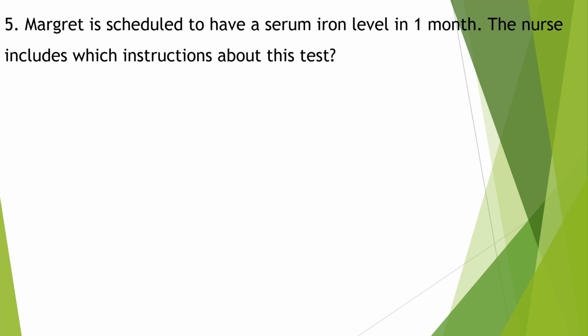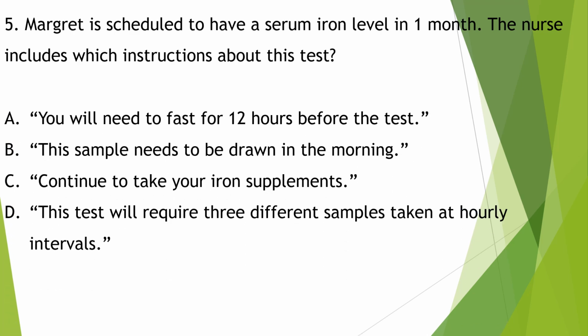After the patient is scheduled to have a serum iron level in 1 month, the nurse includes which instruction about this test? You will need to fast for 12 hours before the test. The sample needs to be drawn in the morning. Continue to take your iron supplements. This test will require 3 different samples taken at hourly intervals.